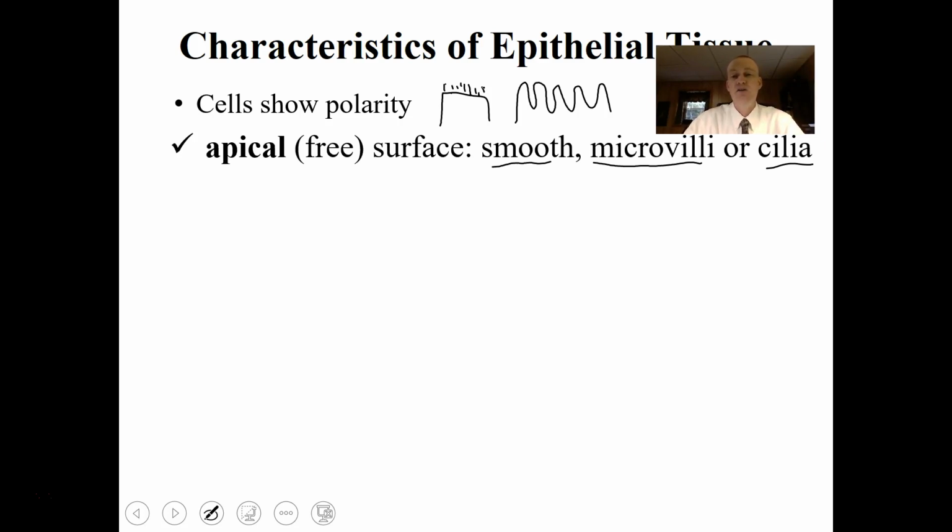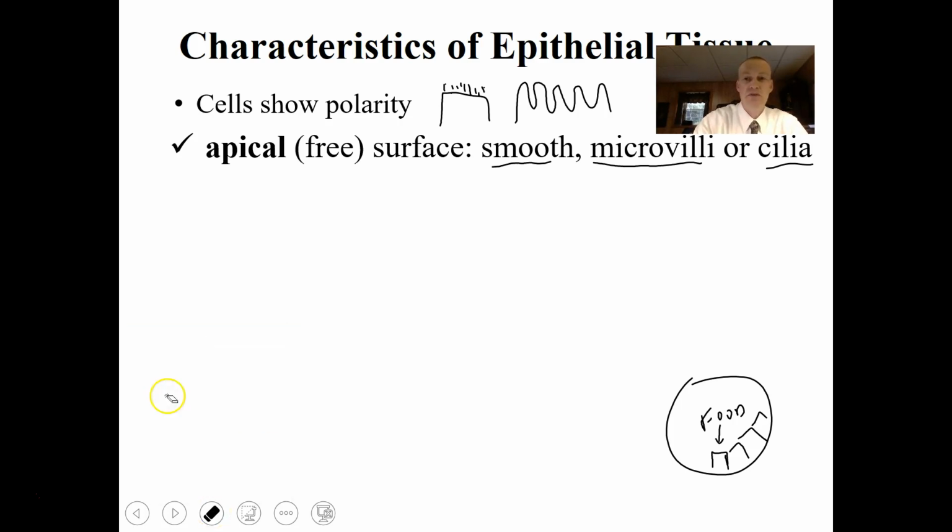So like if you looked at, say, the intestine, this is where food would be over here. So the cells, this would be the apical surface making up the wall of that tube. This would be the apical surface at the top of it. So that's where you would find it being smooth, or microvilli, or having cilia.